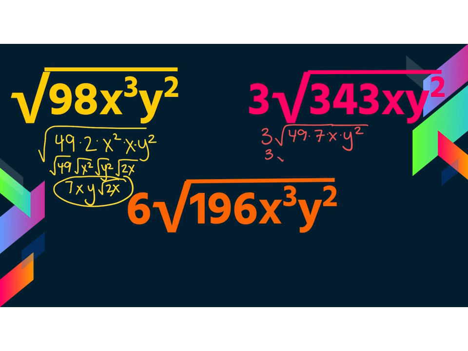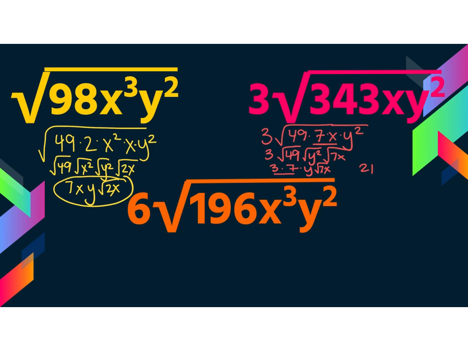So now I have 3, I have square root of 49, and I'm going to bring my square root of y squared to the left, and then I'm going to end up being left with square root of 7x because those will not reduce any further. So I have 3 times square root of 49 is 7, times the square root of y squared is just y, times 7x. So we have 3 times 7, which is 21.